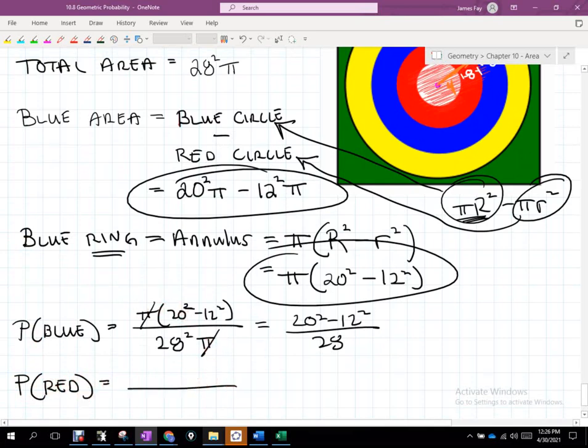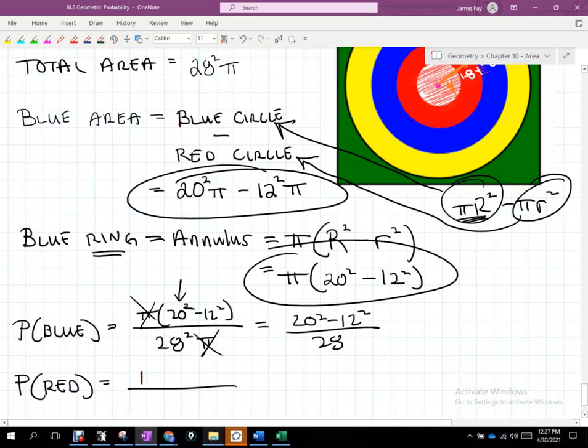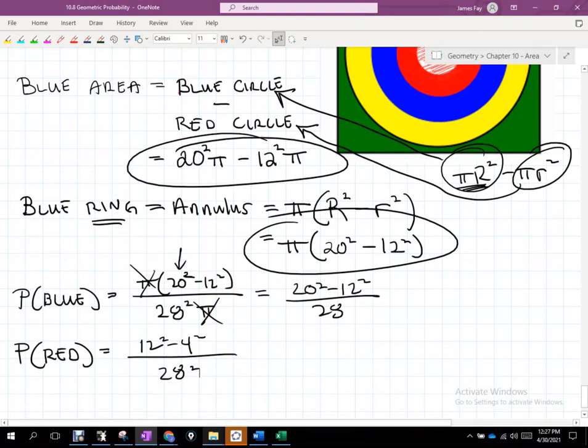Now, I know that the red annulus is much like the blue one, right? Same structure, same shape. So I don't want to go through all that work one more time. But if I did, I would recognize that the pi's end up canceling out just like they did with the blue. Does that make sense? So this 20 was the outside radius of the blue. Now let it be the outside radius of the red. So that'd be 12. And this 12 here was the inside radius of the blue. Let it now be the inside radius of the red, which is 4. And I'm still going to divide that by the total area of the target, which was 28 squared. And that would be the probability of landing in red.